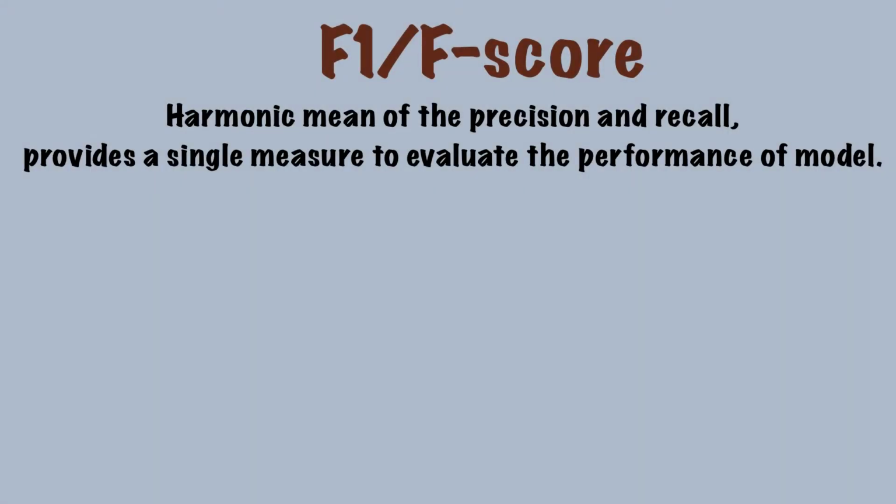Alright, F1 score is also called F score. It's the harmonic mean of precision and recall, and it's popular because it provides a single measure to evaluate the performance of the model. You might think it's just fine to look at both precision and recall, but a single number is particularly useful in some cases, such as grid search.